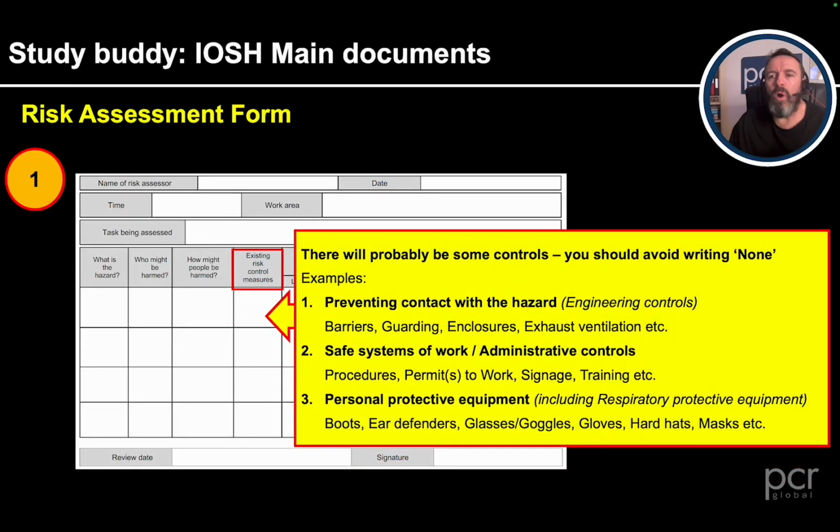Existing control measures. So what are you already doing? This existed in the HSE template as well. There'll probably be some controls in place, and we should avoid writing none, especially if we're doing an assessment. Examples could be preventing contact with a hazard, and that's engineering controls, so barriers, guarding, enclosures, as it says here, or they could be safe systems of work or administrative controls if we're using the hierarchy of control, or personal protective equipment. Remember, that's always going to be the last line of defence.